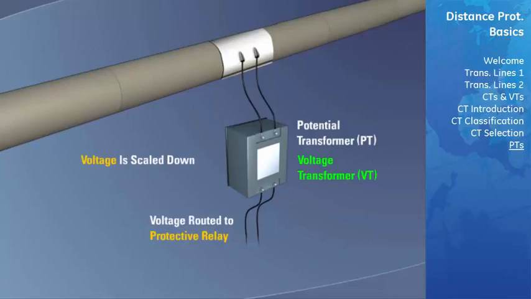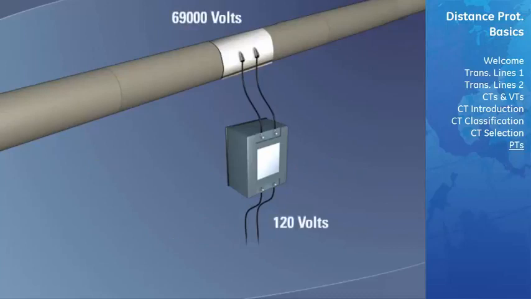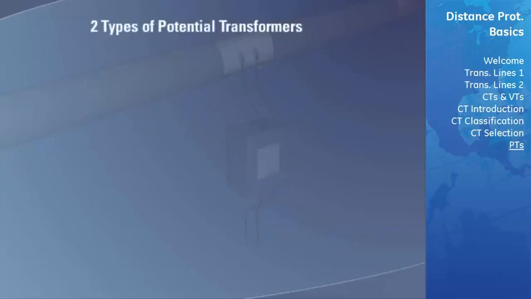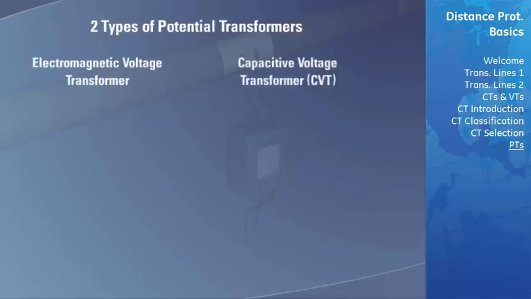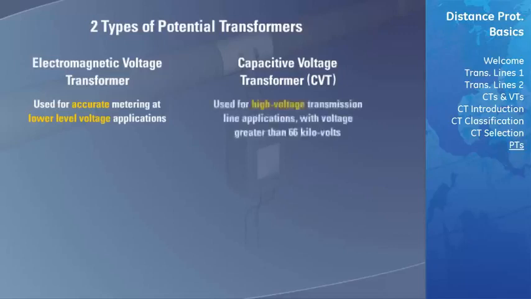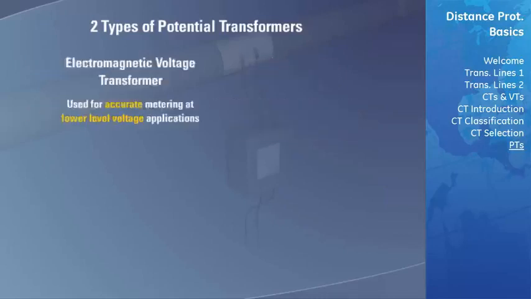Also as in current, a PT is classified with a conversion ratio indicating the amount the primary voltage is scaled down. For example, 60:1 scales the primary voltage of 69,000 volts down to 120 volts. There are two different types of potential transformers used today: the electromagnetic voltage transformer and the capacitive voltage transformer. Electromagnetic voltage transformers are usually used when accurate metering needs to be performed for lower voltage applications. Capacitive voltage transformers are commonly used in high-voltage transmission line applications where the voltage is higher than 66 kilovolts.